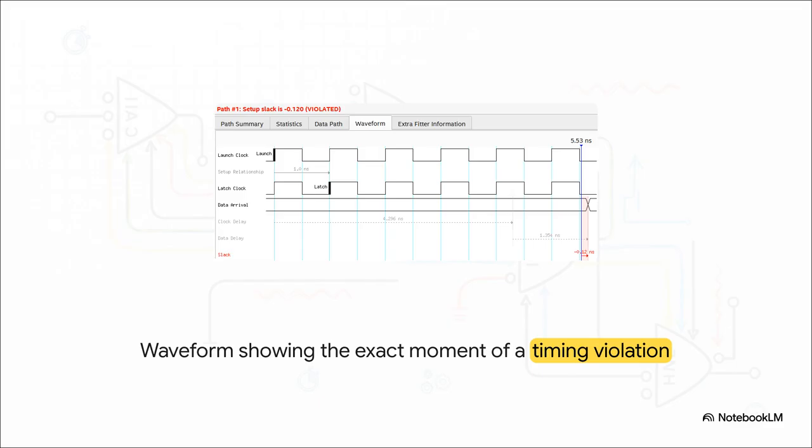The software even lets us visualize this exact moment of failure. Looking at the waveform, the analyzer calculated that the data actually arrives at 5.65 nanoseconds. But, based on that aggressive 1 nanosecond clock rule we mentioned, the data was strictly required to arrive at 5.53 nanoseconds. It just completely missed the window and failed setup analysis.